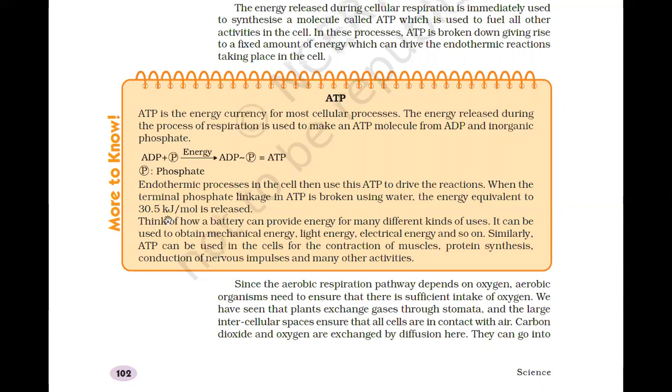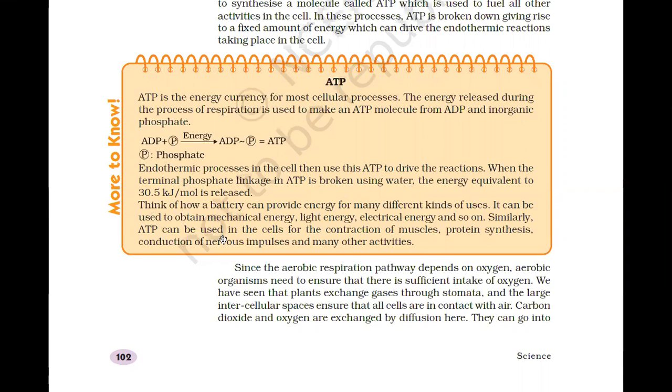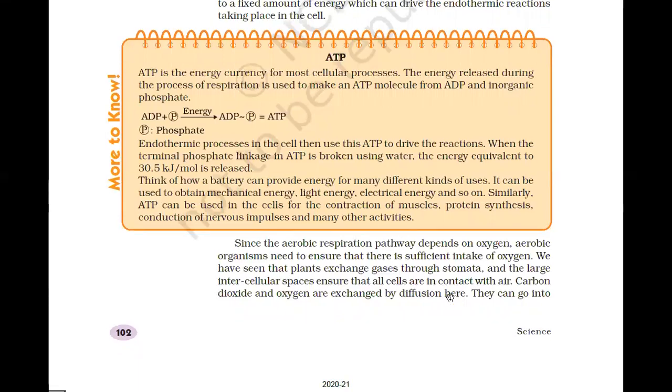Think of how a battery can provide energy for different kinds of uses. It can be used to obtain mechanical energy, light energy, electrical energy, and so on. Similarly, ATP can be used in the cells for the contraction of muscles, protein synthesis, conduction of nervous impulses, and many other activities.